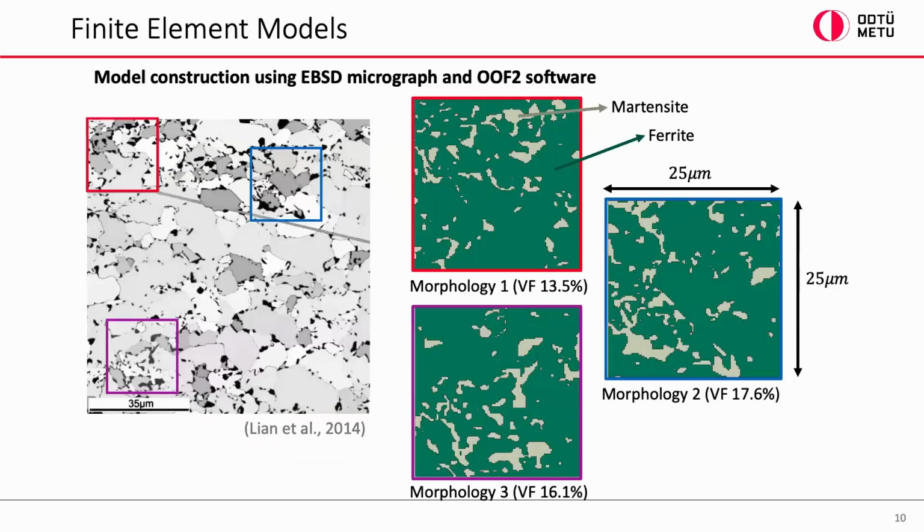So I will talk about how we create the finite element models. We took this microstructure from the literature and used the open source software OOF2, which basically processes this image and creates different microstructures. We took 3 regions from this picture, and as you see, there are 3 morphologies that basically model the real microstructure. There's a little bit of scatter in the volume fractions of the martensite, but in the end, we saw that it doesn't affect the macroscopic response that much.